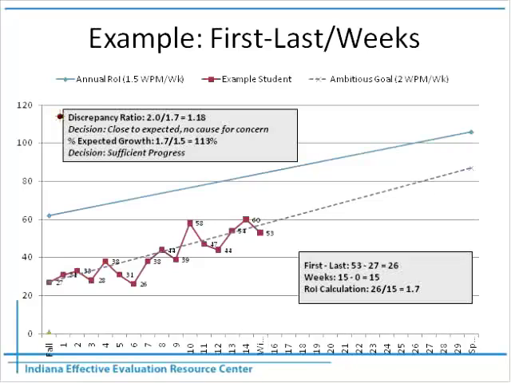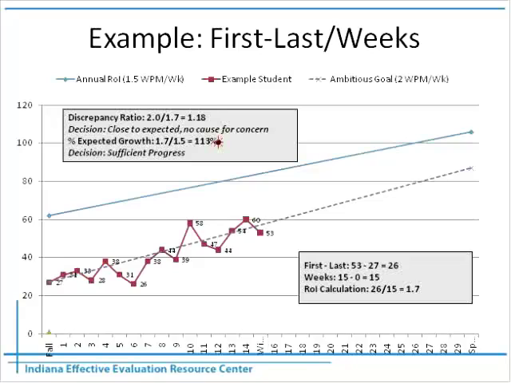Here's the discrepancy ratio, which we talked about as a supplemental measure. So we take the goal rate of progress, which is 2, taken from this ambitious goal line up here. 2, we divide it by the student's calculated rate of improvement, which was 1.7, and we come up with an estimate of 1.18. Based on the recommendations that have been provided for interpreting that, we would interpret this as being close to the expected amount of progress and probably not a cause for concern. So the student is close to making as much progress as we would anticipate based upon the ambitious goal.